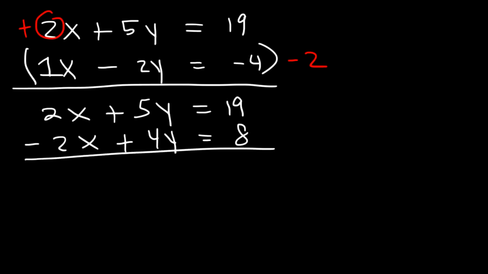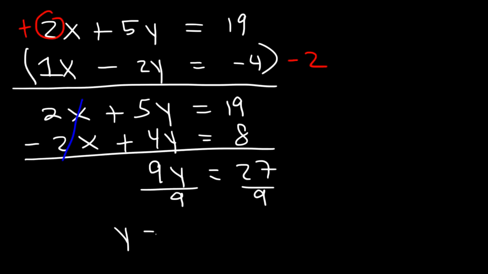Now let's add the two equations. So those two will cancel. 5y plus 4y is 9y. 19 plus 8 is 27. Now let's divide both sides by 9. 27 divided by 9 is 3. Now let's find the value of x.